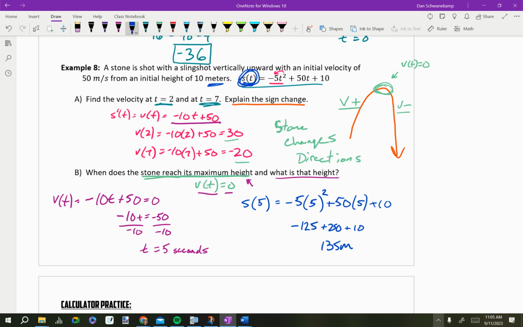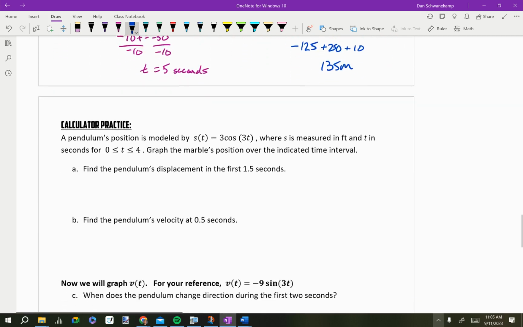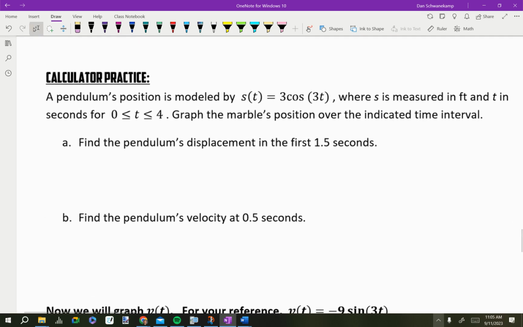Make sense what we did? We just kind of look at the situation, see what we're given, think about what we have to do to find an answer. All right, that's given an equation. Now on the back side, we've got to do this. We're doing some calculator practice.